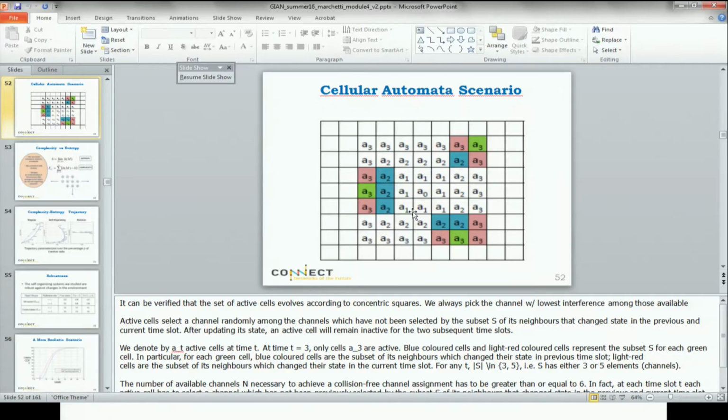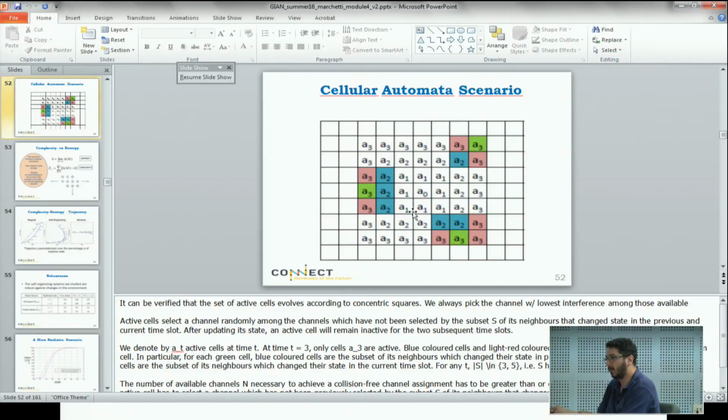It gives rise to an evolution of the way you activate cells according to concentric squares. So it propagates as a wave, and then you will pick a channel which has not been picked by cells which have changed their state in the current and former slot. Once you decide on the channel you use, you keep silent for 2 time periods, just to avoid ping pong effects and so on. So there are some things you can do.